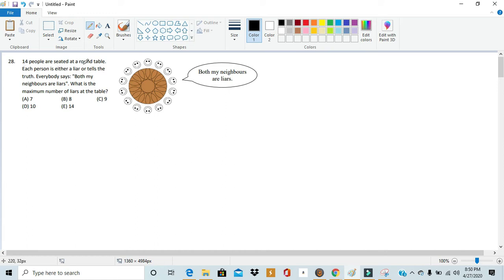14 people are seated at a round table. Each person is either a liar or tells the truth. Everybody says both my neighbors are liars. What is the maximum number of liars at the table? So the problem gives us certain clues. It tells us that there are 14 people at this table, that everyone's either a liar or tells the truth. There's no in-betweens. Along with that, everyone's saying that both my neighbors are liars. And using this, we want to find out the total number of liars at the table. So let's think about what this means.